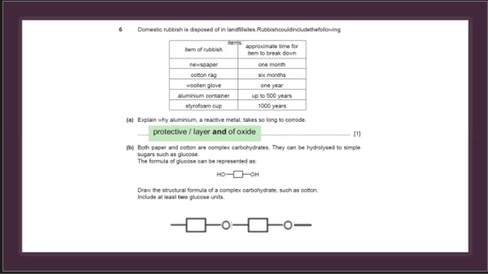Part B, both paper and cotton are complex carbohydrates. They can be hydrolyzed to simple sugars such as glucose. The formula of glucose can be represented by the formula below here. Draw the structural formula of a complex carbohydrate such as cotton. Include at least 2 glucose units. So basically this unit here is going to have repeated units of it. So I have HOH bonded to our next one like itself.